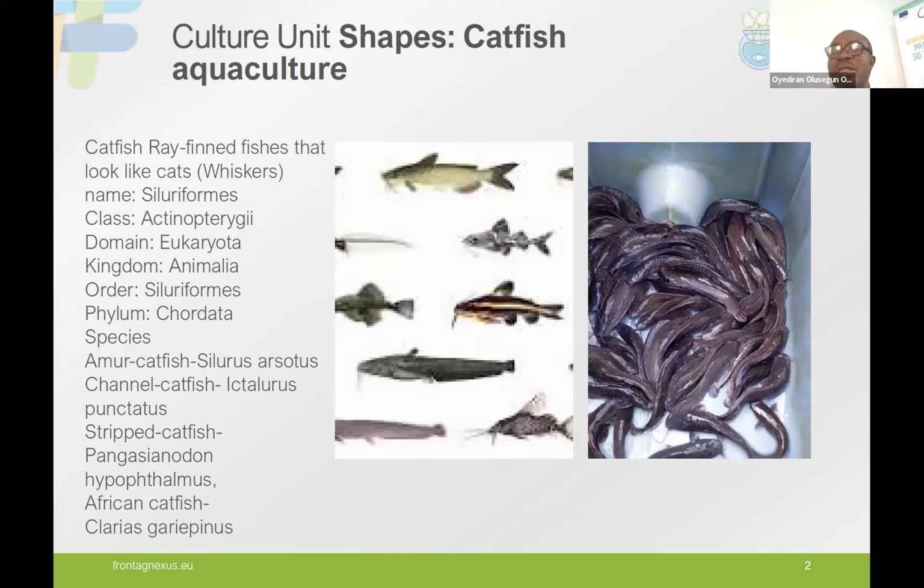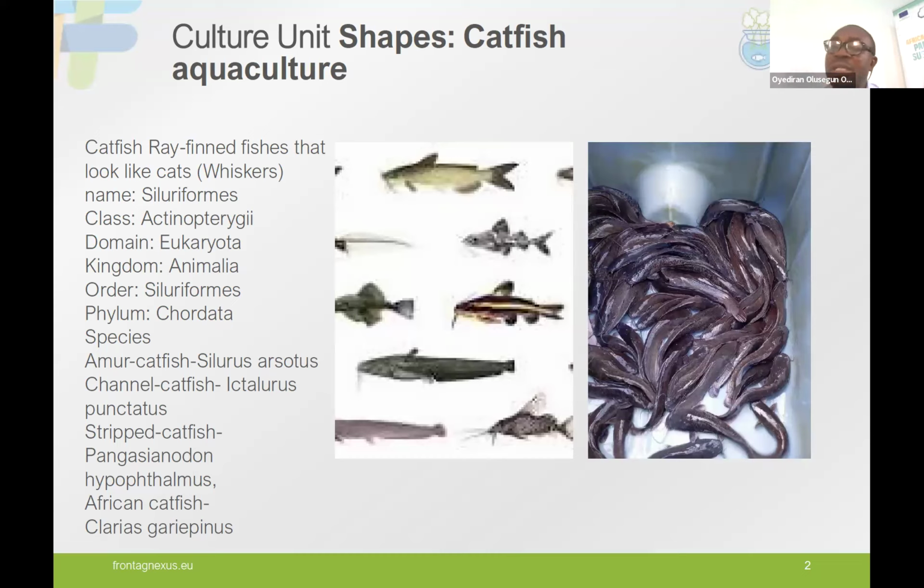I want to talk about our experience in the University of Ibadan, what we have been doing, and how we have come to the aspect of the use of RAS and the current situation with the use of RAS. Why are we working on the catfish aquaculture? Because our main focus is the catfish. And what has catfish done for us?